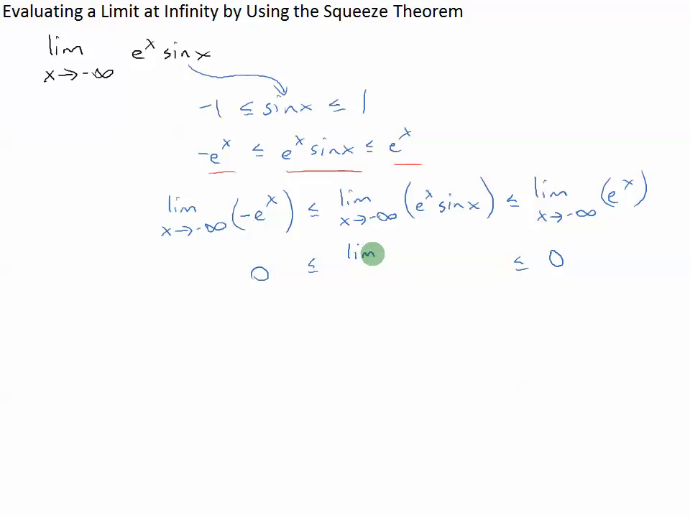So now we have the limit, what we want to find in the middle here, is bigger than or equal to 0 and less than or equal to 0. Therefore, the limit as x approaches negative infinity of e to the x sine of x has to equal 0 by the squeeze theorem. So we were able to squeeze this function between two functions that have the same limit so that this guy's limit has no choice but to be the same.